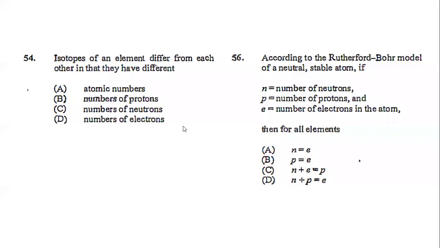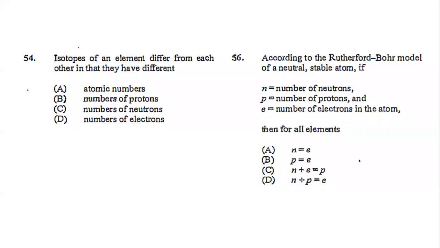So 54 asks us about isotopes. It says isotopes of an element differ from each other, that they have something different. What is that different thing? Can you see some people saying B? We have 10 minutes remaining, but we'll wrap up before then. 54. D, C. All right, I'm just going to hope for your sake that's a typo error you're making.